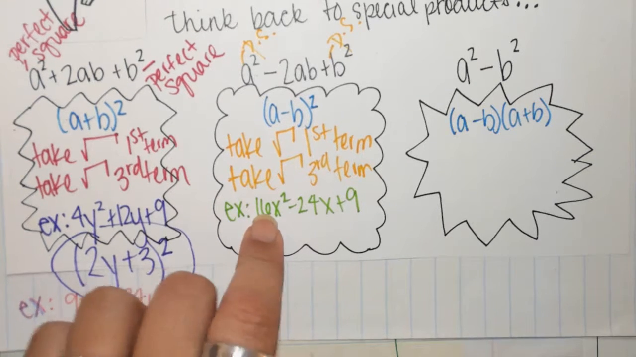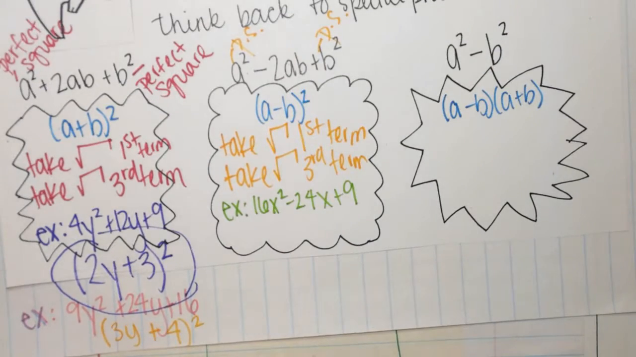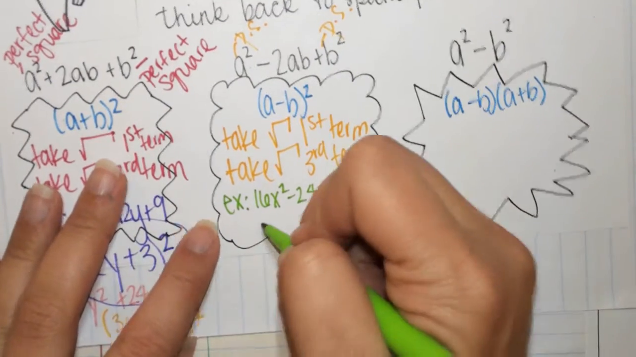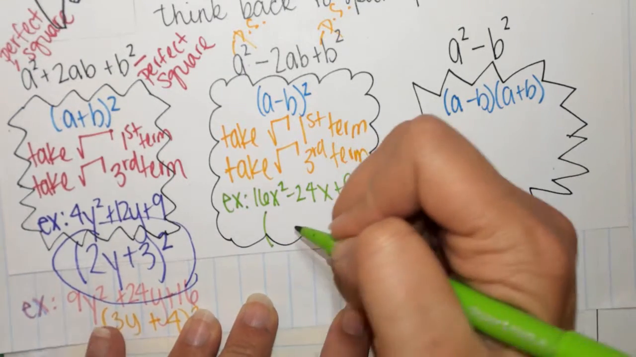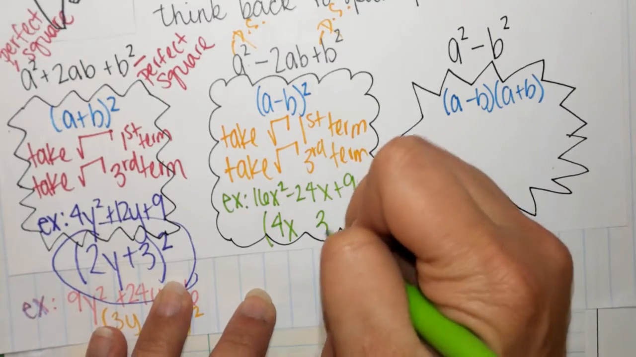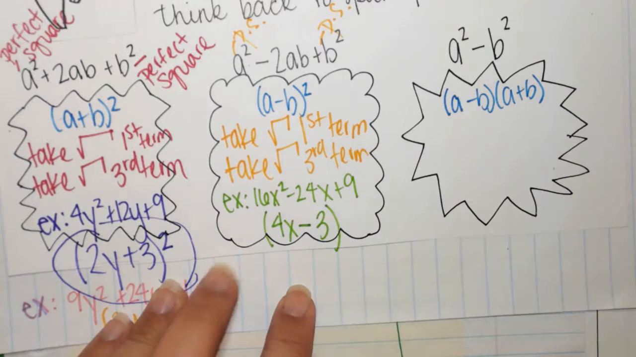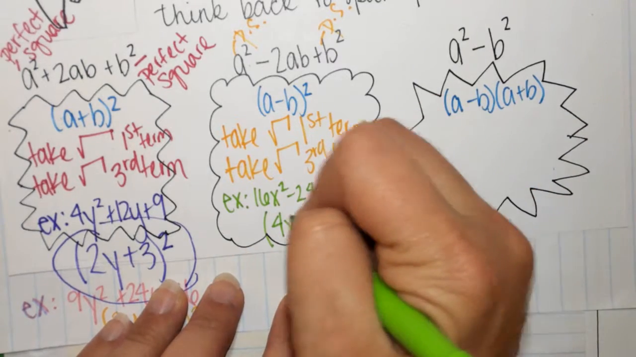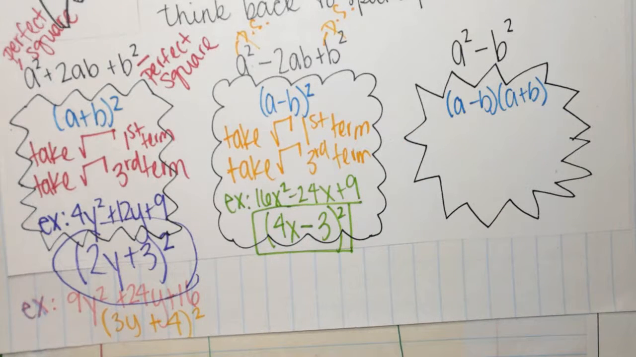Is this a perfect square? Is 16x squared a perfect square? Yes. Alright, we're going to use our special product rules. What is the square root of 16x squared? 4x. What's the square root of 9? 3. Now, what am I going to put in the middle of these? A minus, and on the outside? A square.